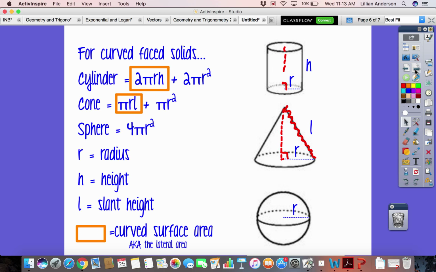This is where we also talked about surface area. Remember, the surface area of a prism or a pyramid is just the area of all the faces added together. But for the ones with curved faces, like your cylinders, your cones, your spheres, I do believe those are in your reference booklet, but don't quote me on it. Look for yourself. These were the formulas here, where R represented the radius, H was the height, and L was the slant height. The part that I boxed in orange was the curved surface area, aka the lateral area. A lot of the problems that we did last year did ask you for the curved surface area, which is basically part of the surface area formula. It basically did not include the bases.